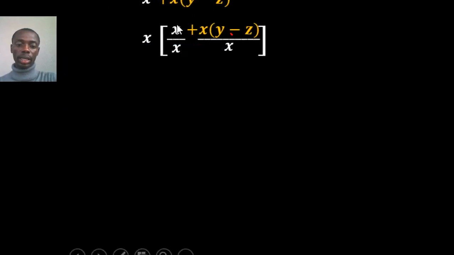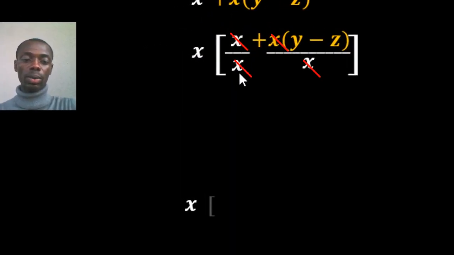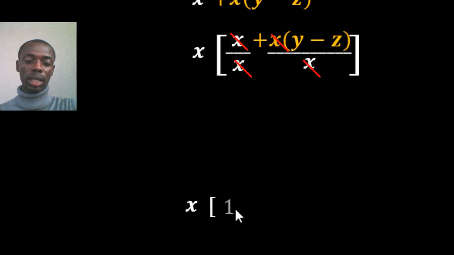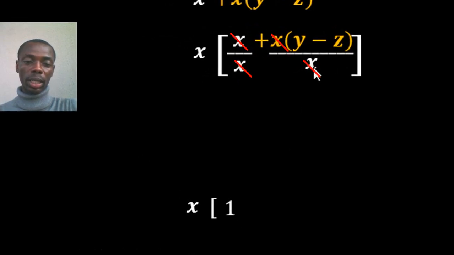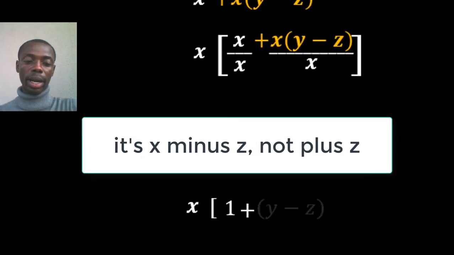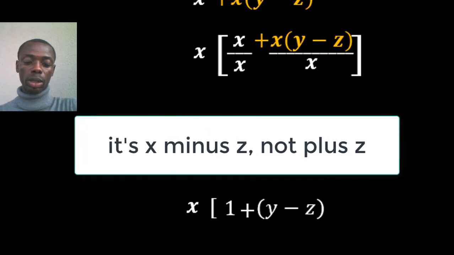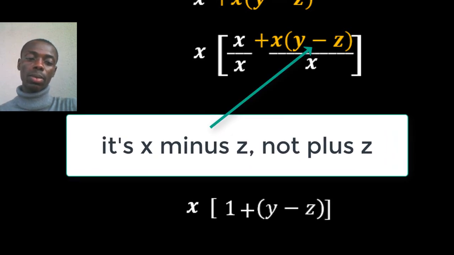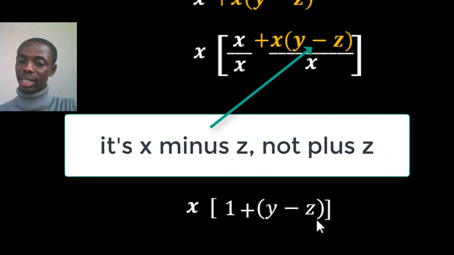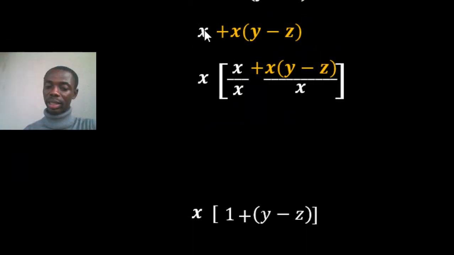x cancels x, then I will be having 1 here. And here x cancels this x. Then I will be left with what? y plus z, the one in gold. Then I close my brackets. Now, by the time I open this bracket again, I'll be back to what I'm having here. And with that, I've done my factorization.